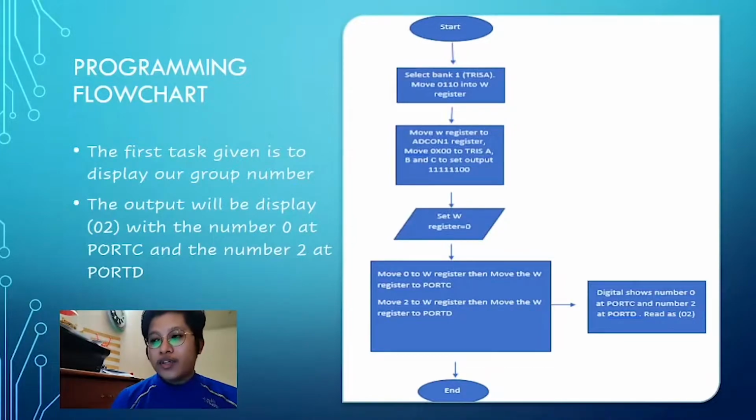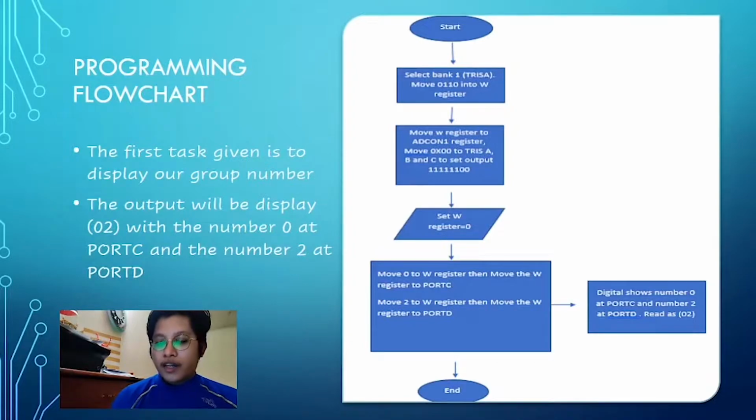So from start, we select bank 1 at TRISA, then move 0110 to the W register, and after that we move the W register to the ADCON1 register. Then we set the W register to 0. Next, we move 0 to the W register, then move the W register to port C. This is to display the number 0 at port C.